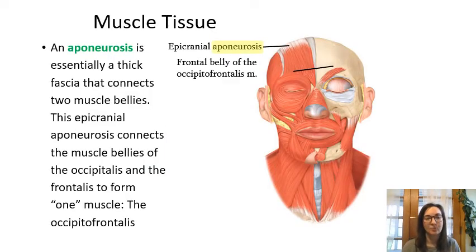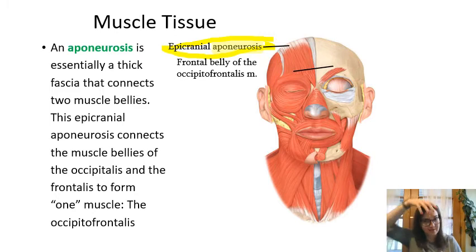Okay. One more type of connective tissue. I think this is the last one. I hope so. And that's an aponeurosis. So an aponeurosis is a sheet of connective tissue that's going to attach the belly of one muscle to the belly of another muscle. So this we find in a few places in the body, not super common, but the main one that you should be familiar with is this one on this picture here, the epicranial aponeurosis.